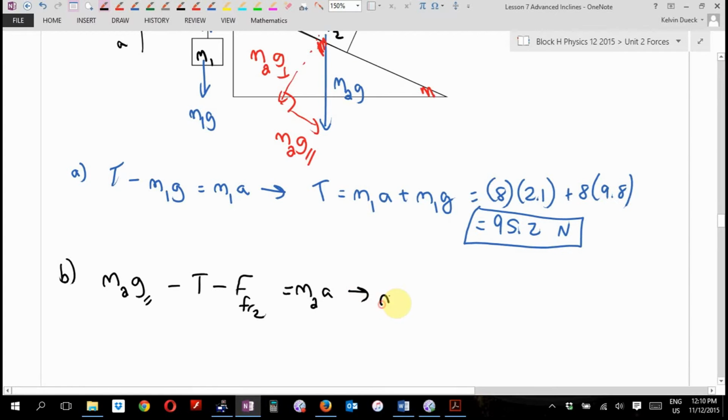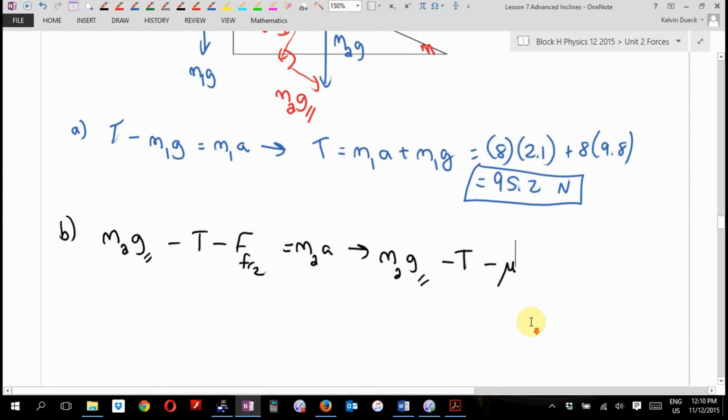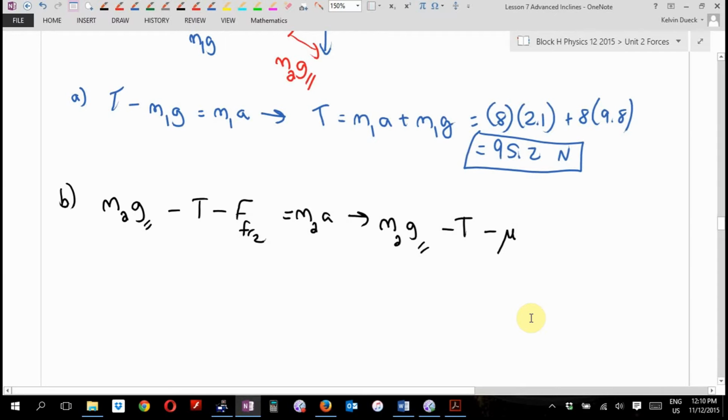Friction is what times what? So this is going to be M2G parallel. There's going to be a minus tension. There's also going to be a minus mu. Oh, I don't know the normal force. Oh, but look. I know another force the same size as the normal force. Which one? Now you've got to go look at your diagram. I've scrolled down on purpose. Which force is the same size as normal force number 2? Okay, M2G perpendicular. And that's going to equal M2A.